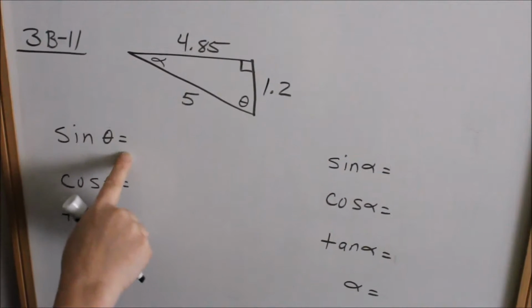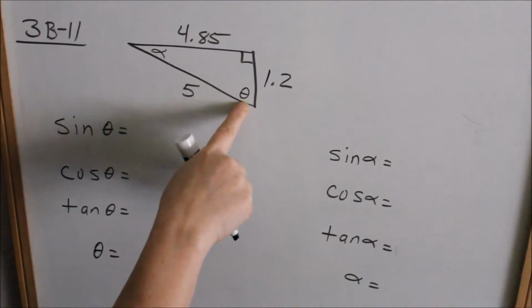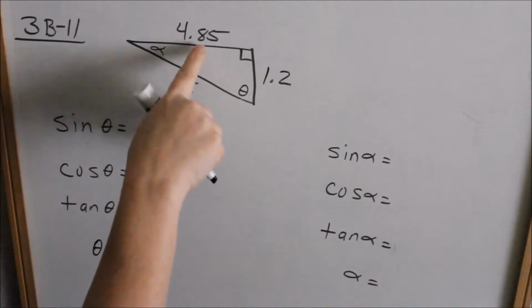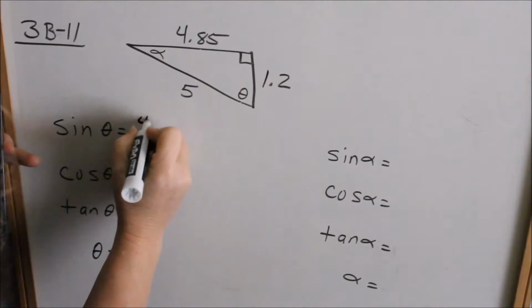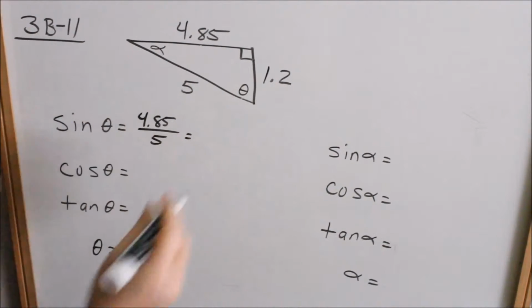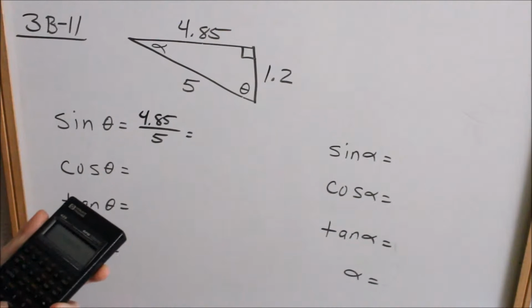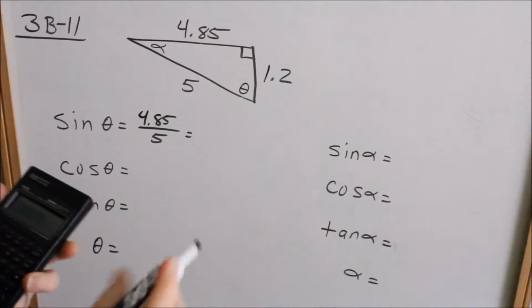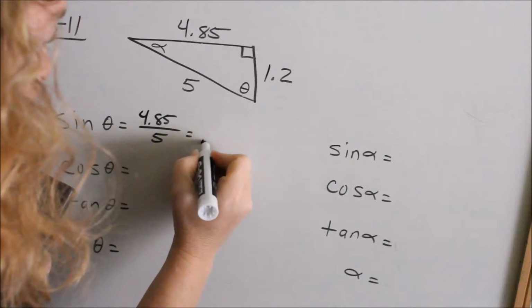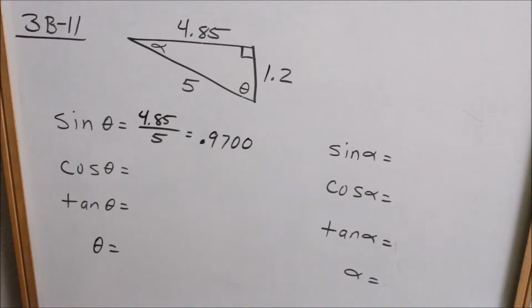So sine theta, sine is opposite over hypotenuse. So if we're standing here at theta, the side opposite of us, 4.85, and the hypotenuse is 5. So that is sine theta in a fraction. And so now we're going to turn that into a decimal. And so that would be 0.9700 to 4 decimal places.